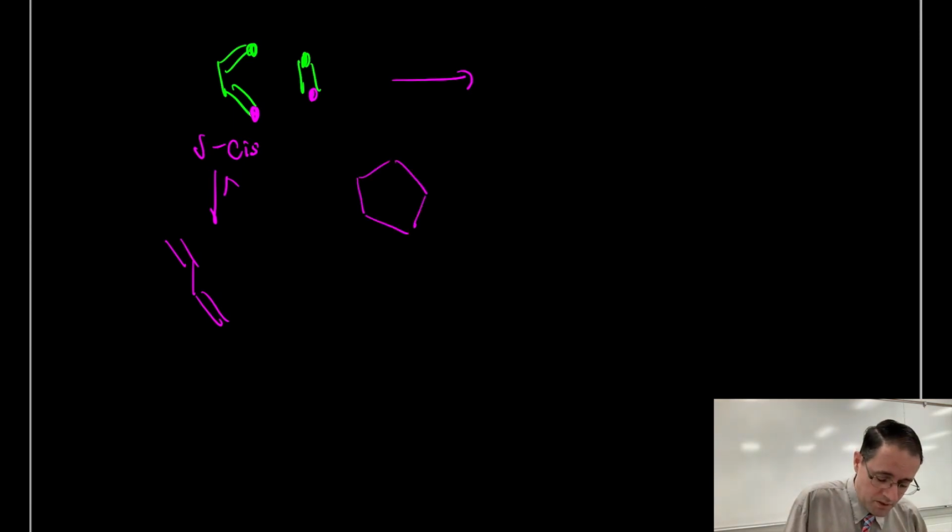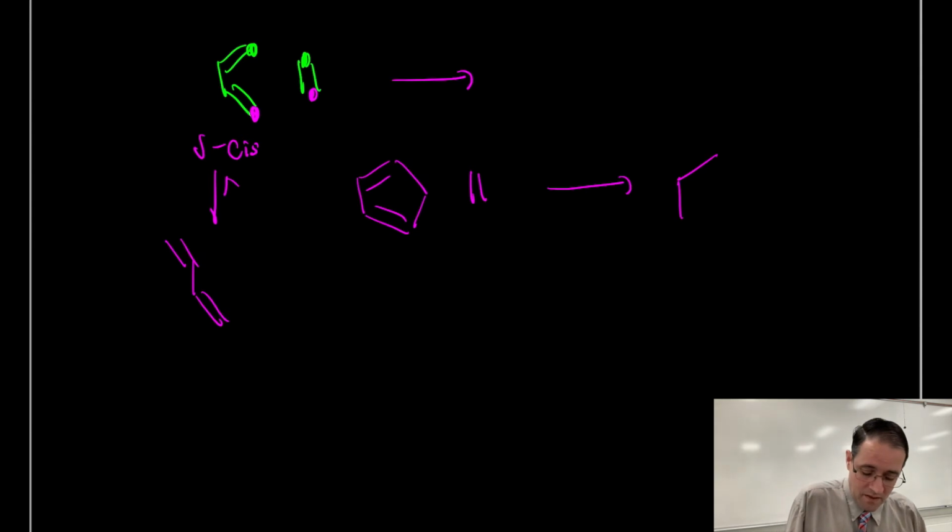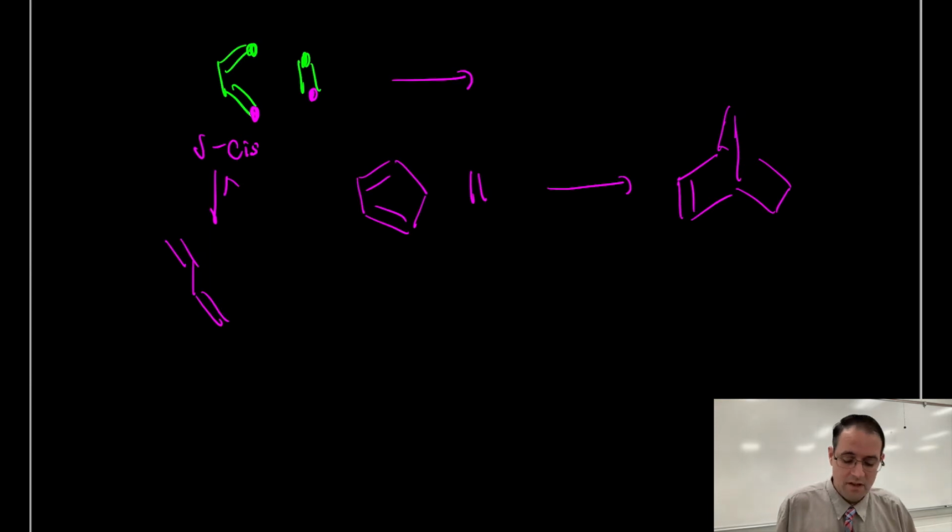So one way to speed up these reactions is to use something like this, cyclopentadiene, and if you react that with ethylene, that'll give you a bridged bicyclic system that looks something like this. And this is locked in the s-cis conformation.